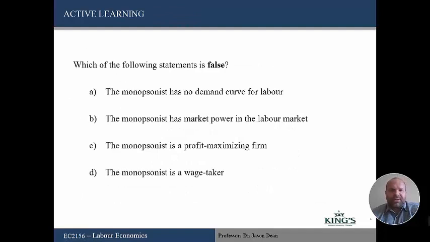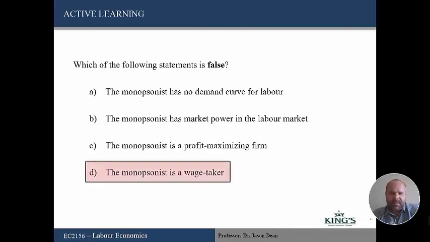Okay, some more questions. Which of the following statements is false? A, the monopsonist has no demand curve for labor. B, the monopsonist has market power in the labor market. C, the monopsonist is a profit maximizing firm. And D, the monopsonist is a wage taker. So I think everyone should be clear on this one. Which one is false? It is D. They're not a wage taker.